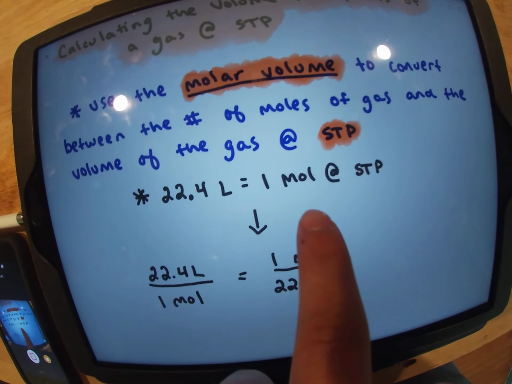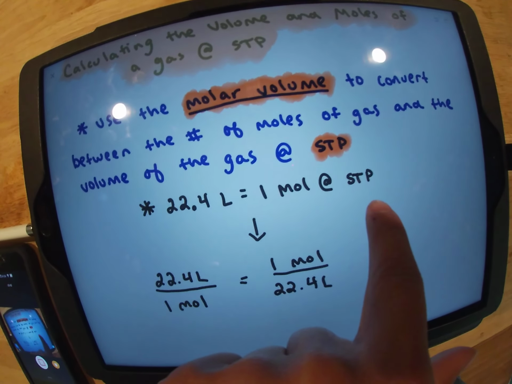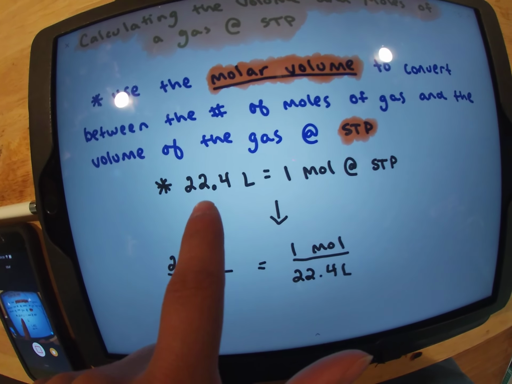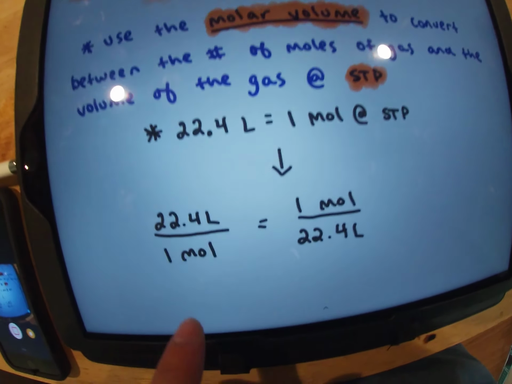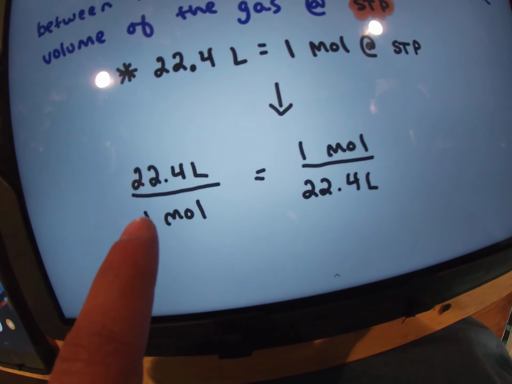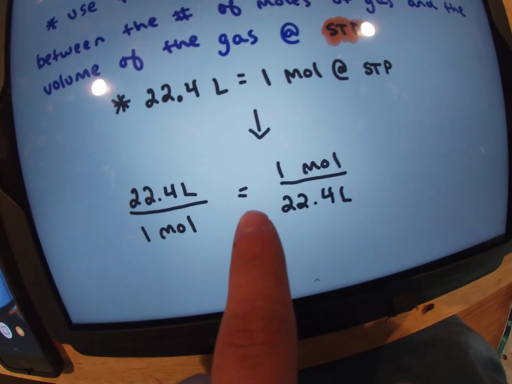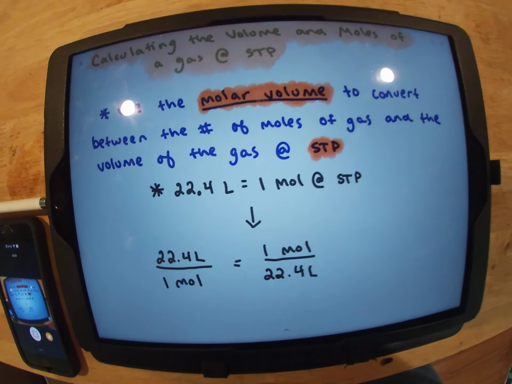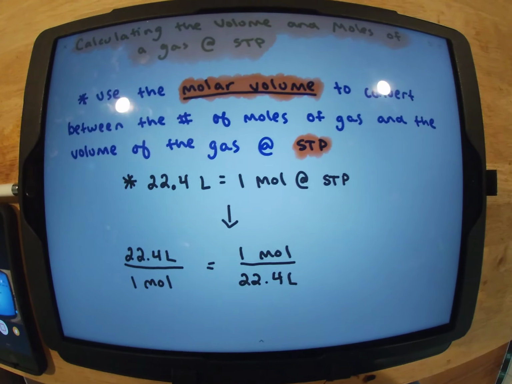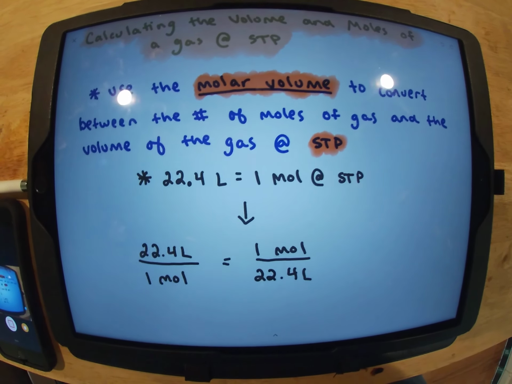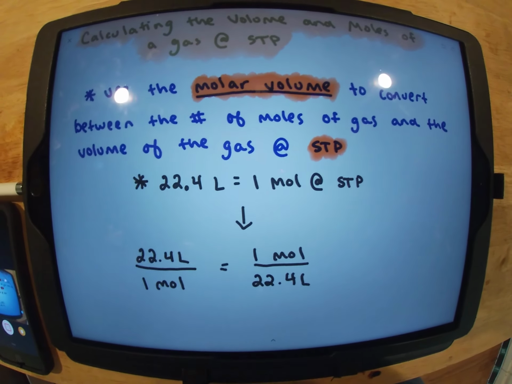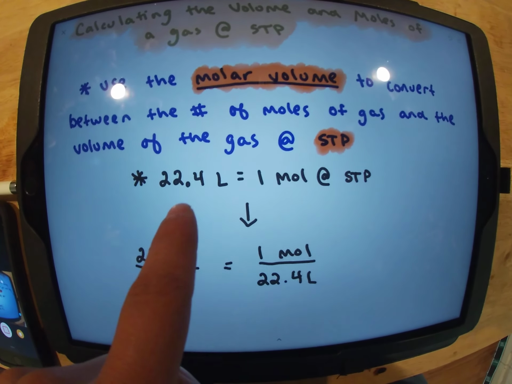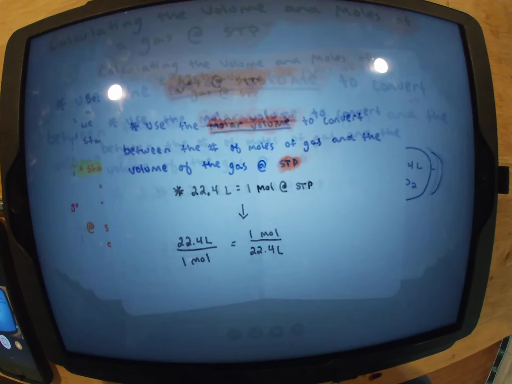22.4 liters equals 1 mole at STP. Remember, at STP, 1 mole is going to occupy 22.4 liters. We can have the new conversion factor, 22.4 liters over 1 mole, and the reciprocal, 1 mole over 22.4 liters. All this is saying is that anytime we have 1 mole under the conditions of standard temperature and standard pressure, STP, we're going to have that volume of 22.4 liters. Let's do one example.